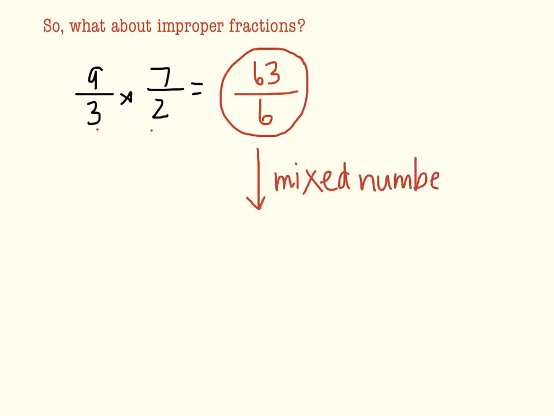Because that would be the proper way to leave our answers in mixed number format. And so when we do that, we have 63 divided by 6, which gives us 10 and 3/6. Uh-oh, not in simplest form, but that's easy enough. We end up with 10 and a half as our answer here.